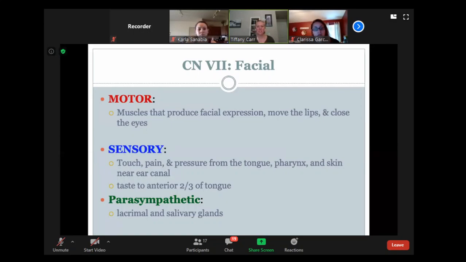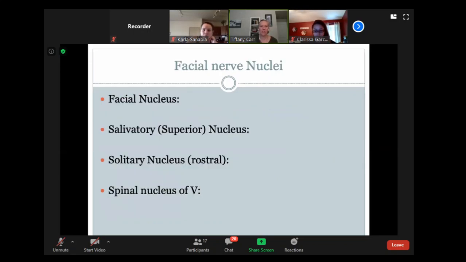So motor is going to be facial expression, moving the lips, closing the eyes. Sensory: touch, pain, pressure from the tongue, pharynx, and skin near the ear canal, and taste to the anterior 2/3 of the tongue. And the parasympathetic is going to be the lacrimal, so the tears, and the salivary glands. So it's important to note that the taste is going to come from cranial nerves 7 and 9. I feel like that might be a good question that she might try to mix us up on.